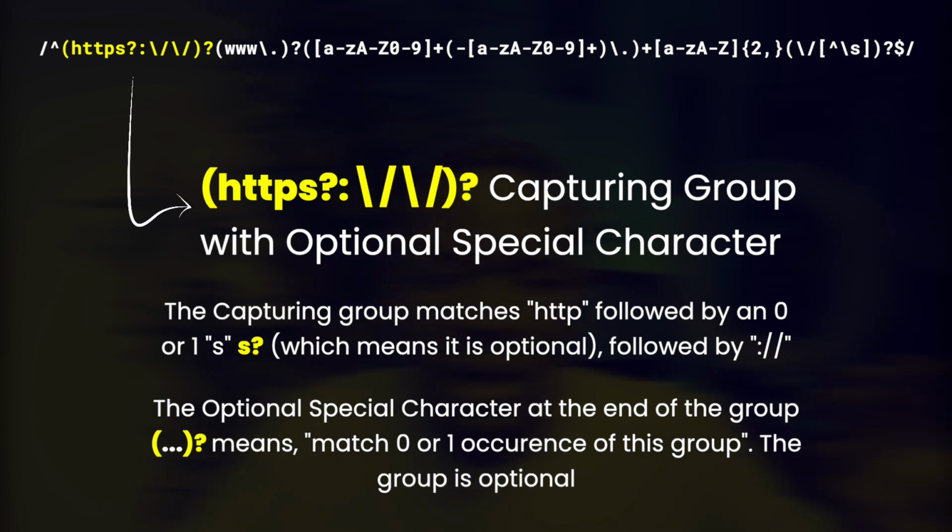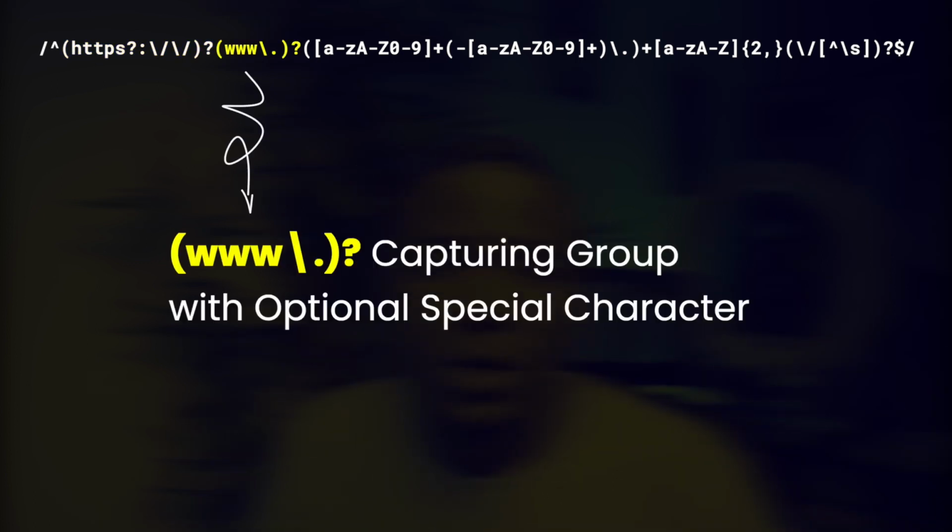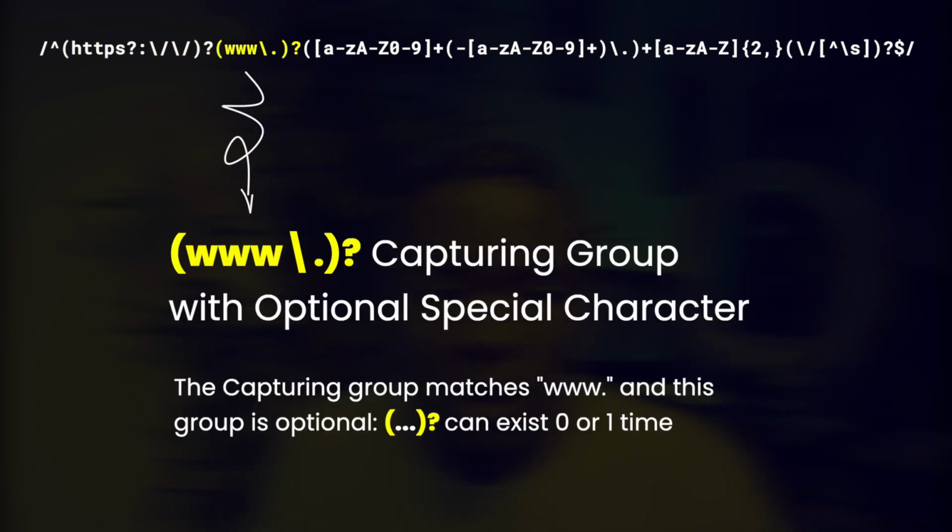Then we have another capturing group, and in this group we have www, and we have the escape special character with the dot character. We're escaping the dot character here because we want the normal dot and not the wildcard special character. And again, we have another 0 or 1 or optional special character on this group, which means www dot is optional.